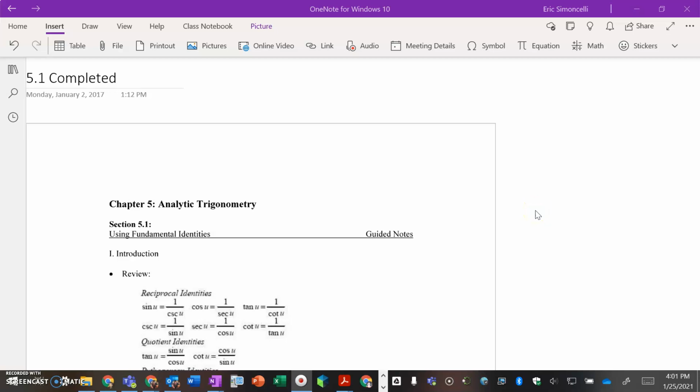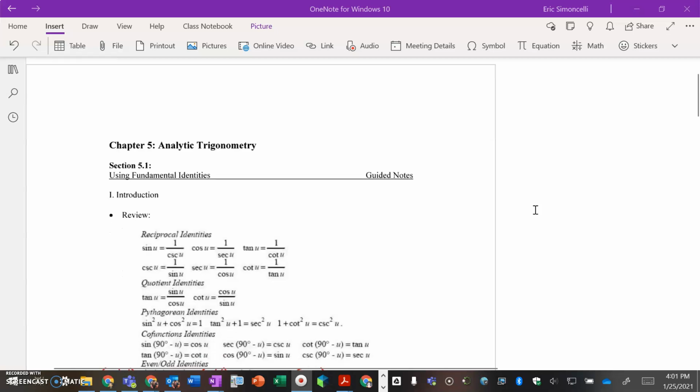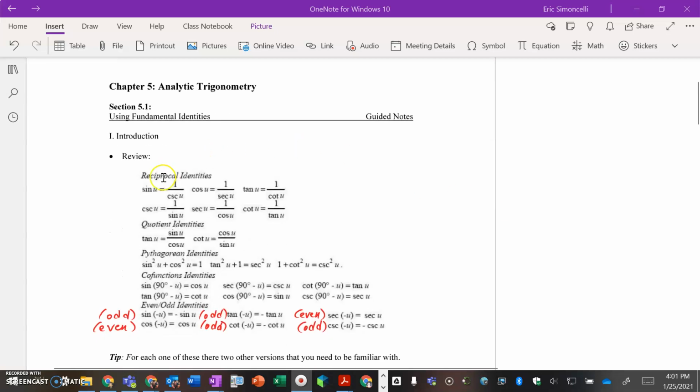Hello students, and welcome to section 5.1, using fundamental identities. As we start in our introduction here, there is some review material from last chapter to take a look at.